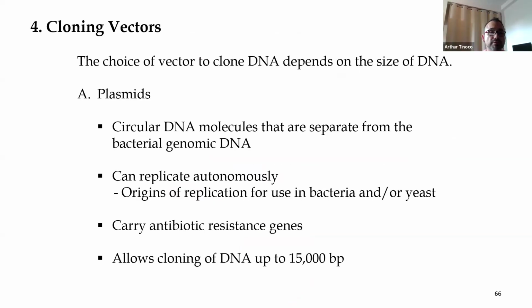All right. A little bit about the cloning vectors. So the choice of vector to clone DNA depends on the size of the DNA. Plasmids are circular DNA molecules that are separate from the bacterial genomic DNA and can replicate autonomously. So you have origins of replication for use in bacteria and yeast. They carry antibiotic resistance genes, and we take advantage of this in growing up and developing this DNA in certain organisms, using the antibiotic to restrict what type of growth we will observe. This allows cloning of DNA up to 15,000 base pairs.